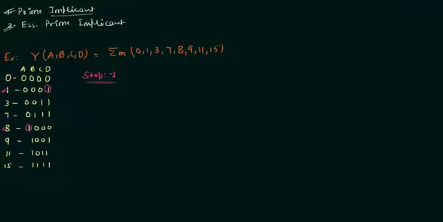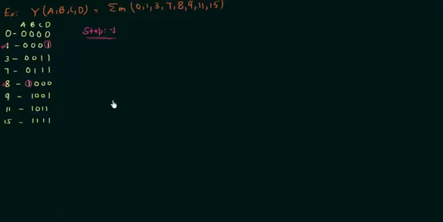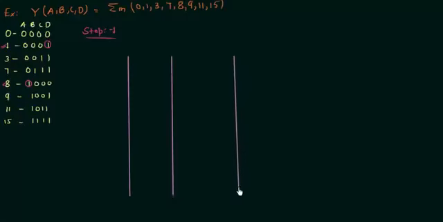We will make the table with 3 columns. So let's do it quickly. This is the first column, this is the second column, and this one will be the third column.